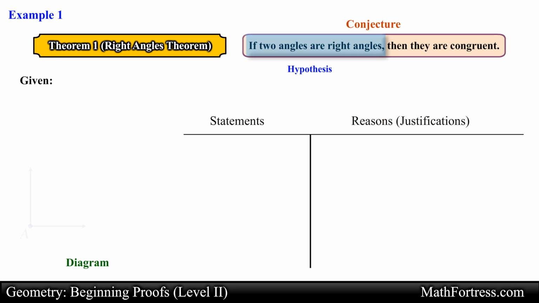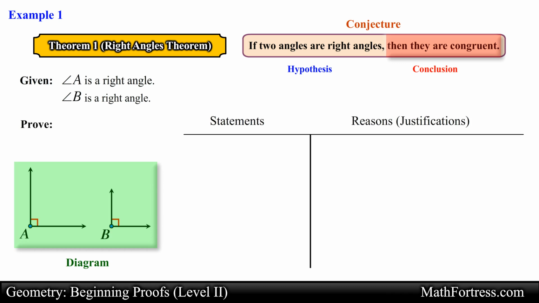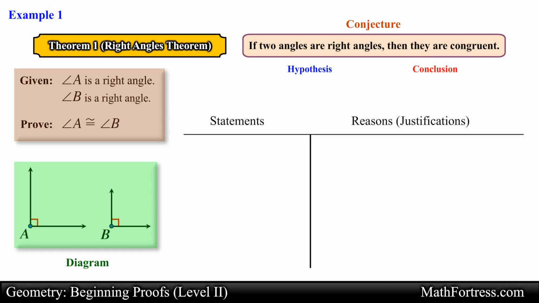So let's draw two angles and call them angle A and angle B. Let's also mark them as right angles, since this is also given information. Next, we state the conclusion of the conjecture. The conclusion will usually be the statement followed by the word then. In this case, it is, then they are congruent. We are essentially trying to prove this statement. Using our diagram, we translate this statement by writing angle A is congruent to angle B. Now that we have the diagram, the given information, and what we are trying to prove, we can now proceed with the planning part to prove this theorem.